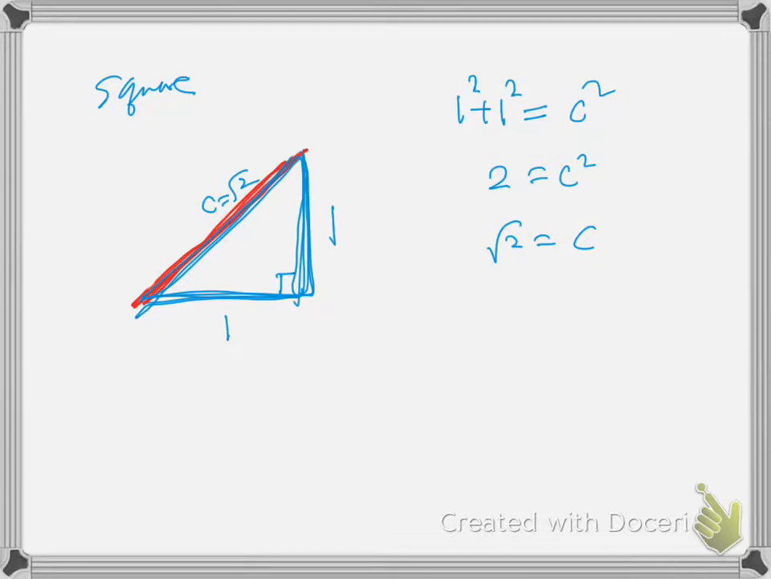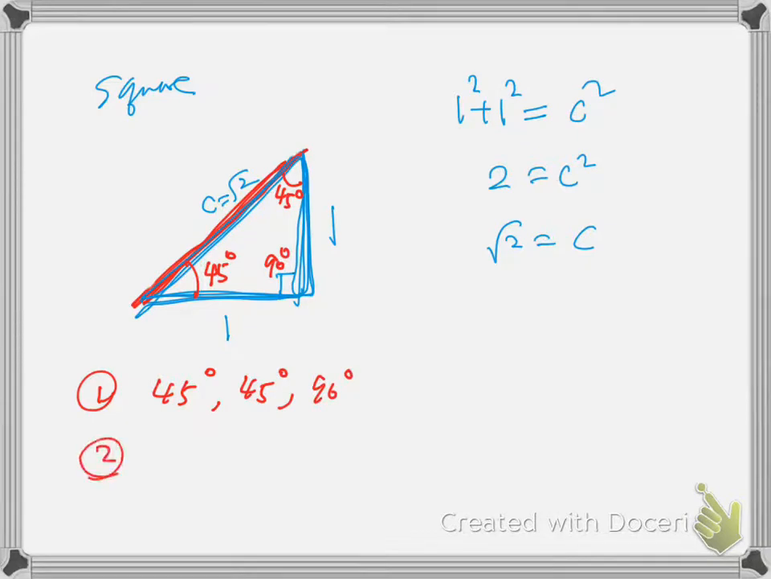Now what are the corresponding angles? You have to remember it. This angle is 45 because it's half of the right angle. Right angle is 90, and this is 45. So if you use degree measure, this is a 45, 45, 90 degree right triangle. If you use radian measure, next week we will talk about radian measure, this is pi over 4, pi over 4, and pi over 2.